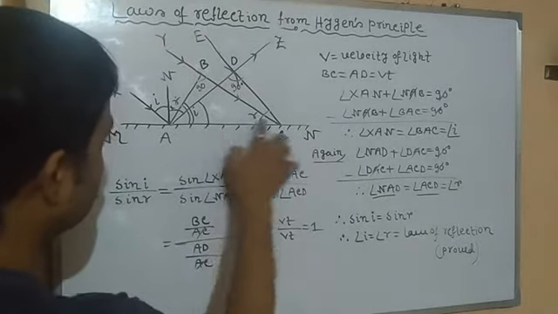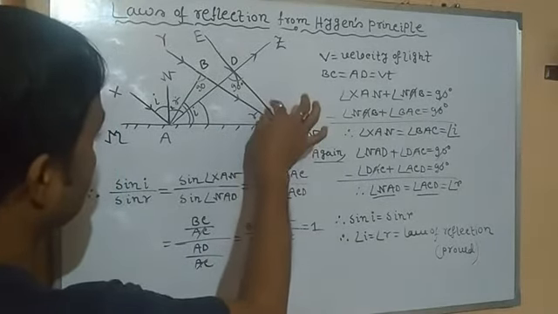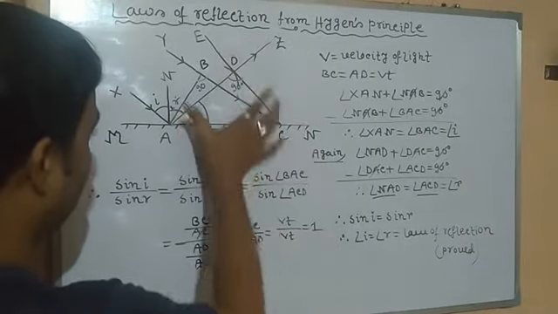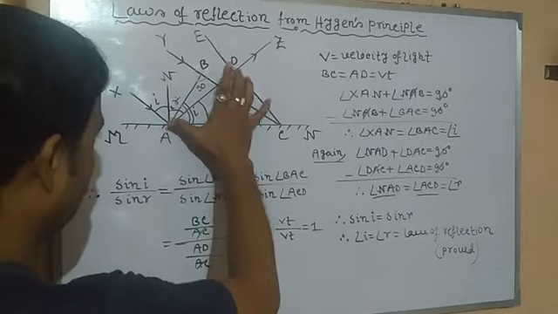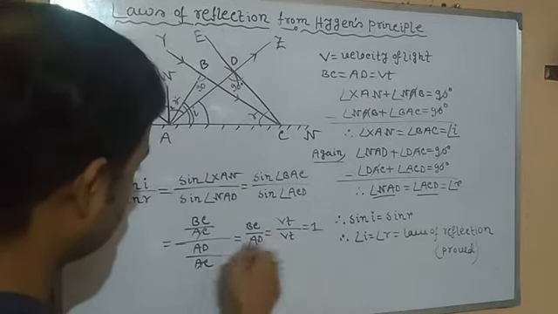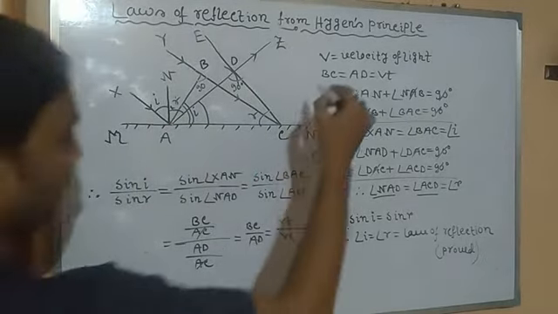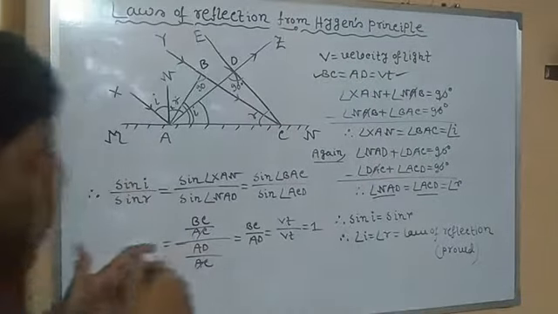So sin ACD, in this case this is 90 degrees. So here this is base, perpendicular, hypotenuse. So sin R means perpendicular AD by hypotenuse AC. AC cancels, BC by AD. Look at the value of BC and AD. Both equal VT. Why?